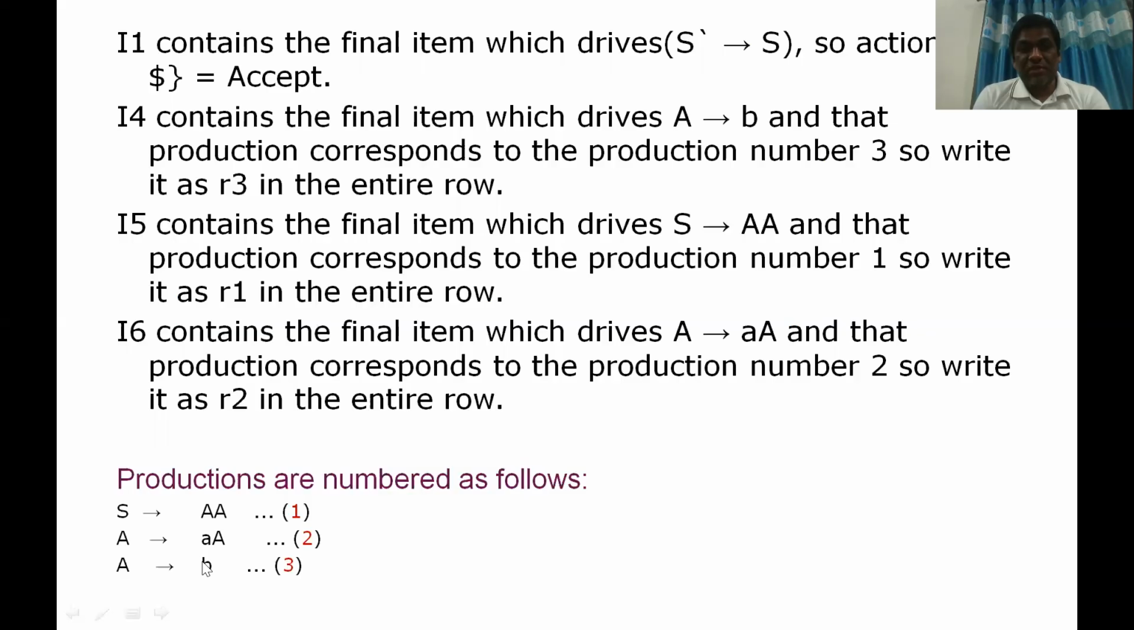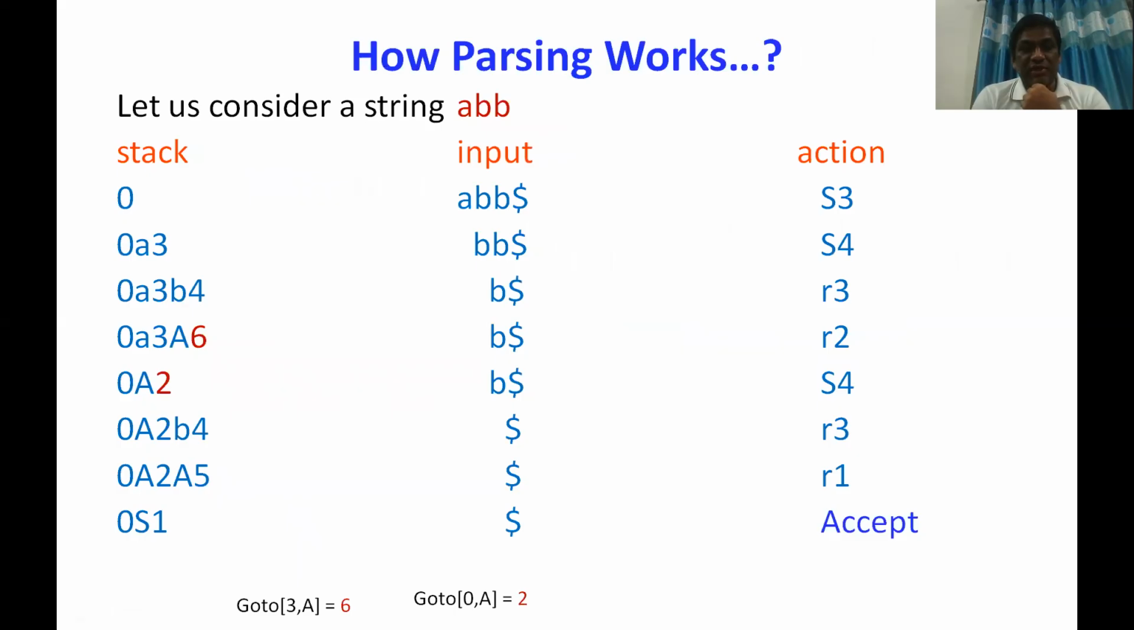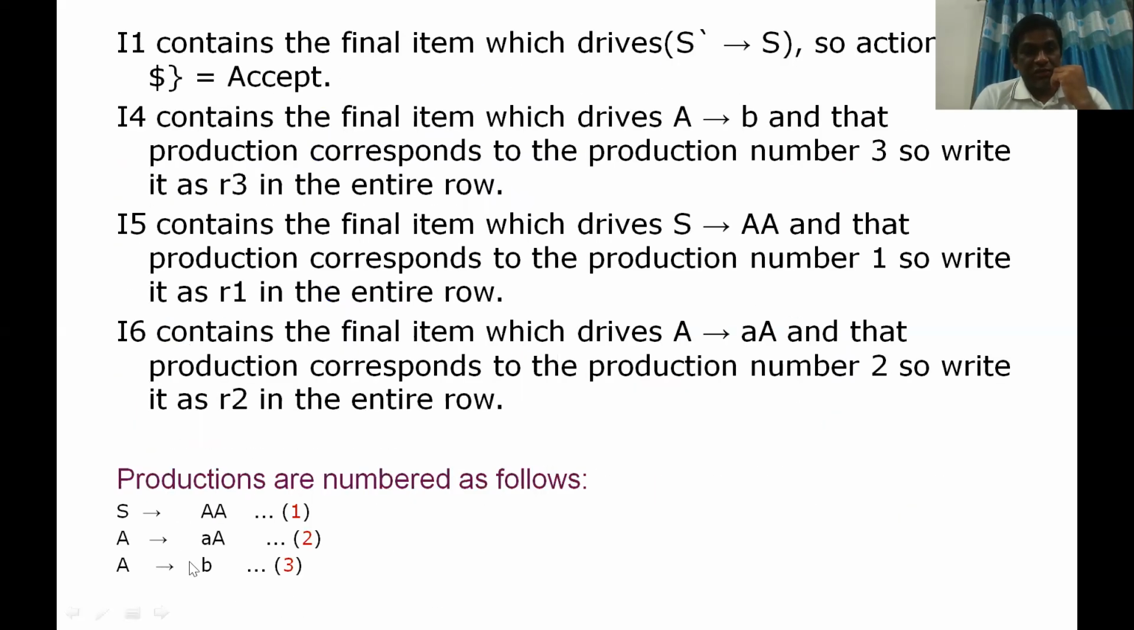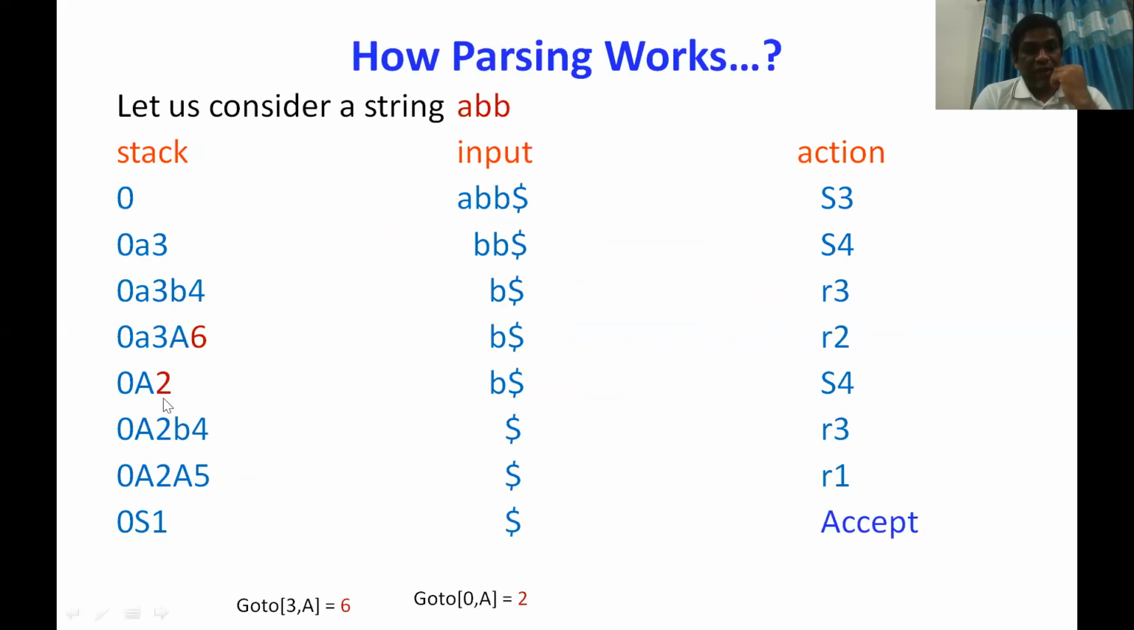So twice the number of symbols will be removed from the stack. That means R3 means remove this B4 from the stack. And then what will be added here? The left hand side of the production which we are using. What is the left hand side of the production? Capital A. It is added.